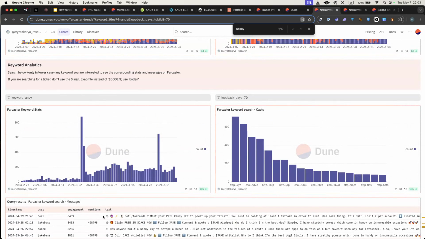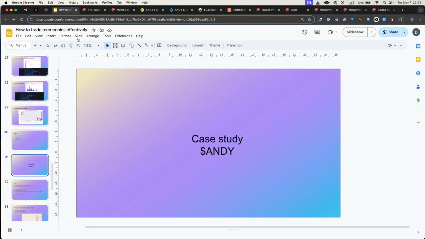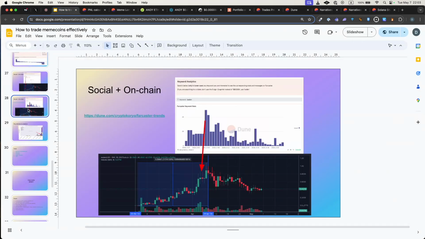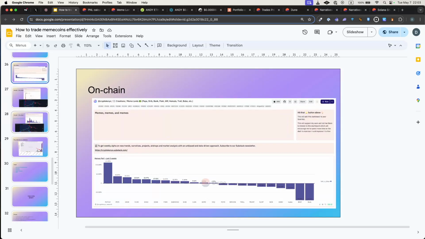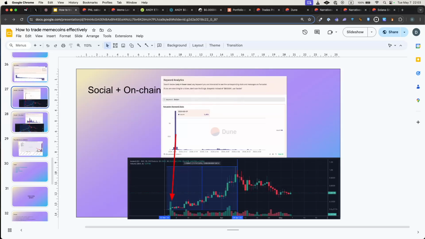So that is the social component that we were talking about, and that we mentioned, that you want to see how these things correlate, because there is a high correlation between what people are talking about and the price action, because usually people take action based on what they see on social media. So yeah, this is something that you can do.